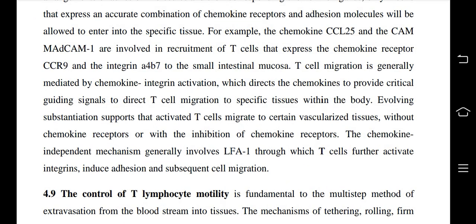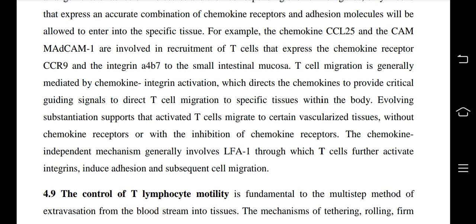For example, the chemokine CCL25 and the cell adhesion molecule MAdCAM-1 are involved in recruitment of T cells that express the chemokine receptor CCR9 and integrin α4β7 to the small intestinal mucosa. T cell migration is generally mediated by chemokine-driven integrin activation, which provides critical guiding signals to direct T cell migration to specific tissues within the body.